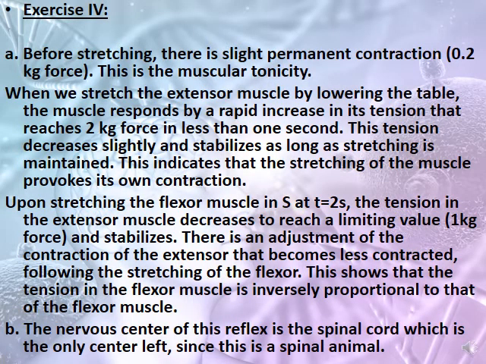Before stretching, there is a slight permanent contraction to about 0.2 kilogram force. So this is what we call muscular tonicity. When we stretch the extensor muscle by lowering the table, the muscle responds by a rapid increase in its tension that reaches 2 kilogram force in less than 1 second. This tension decreases slightly and stabilizes as long as stretching is maintained. What does this indicate? This indicates that the stretching of the muscle provokes its own contraction.